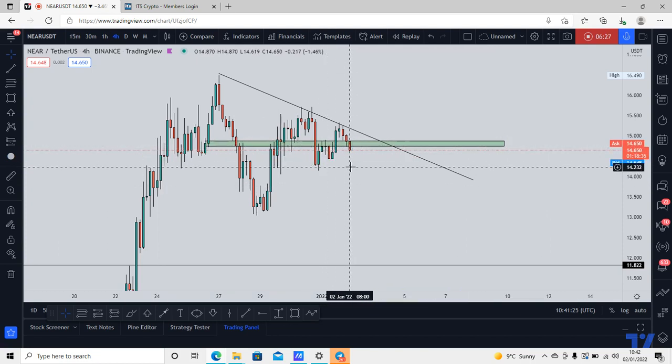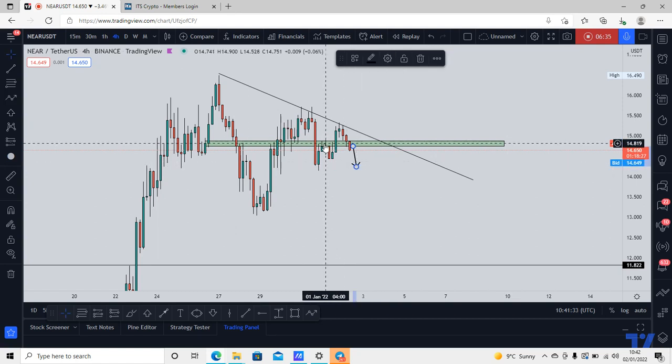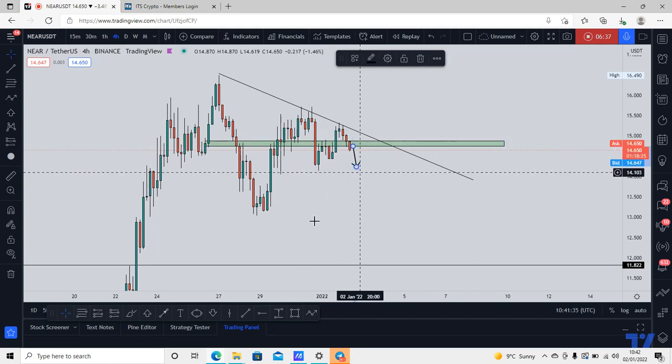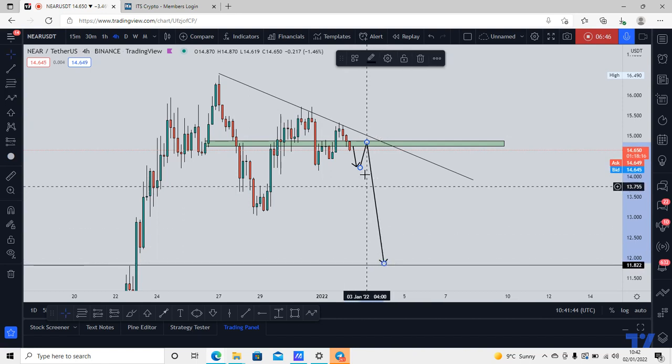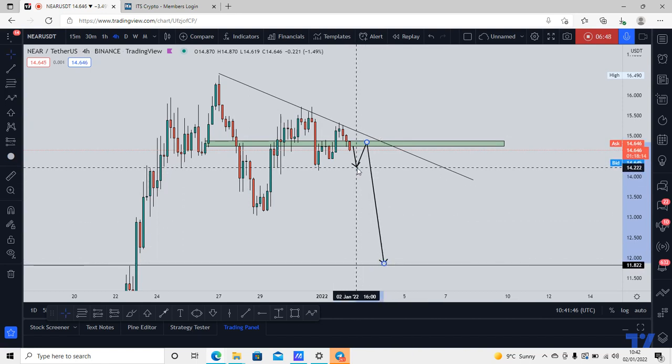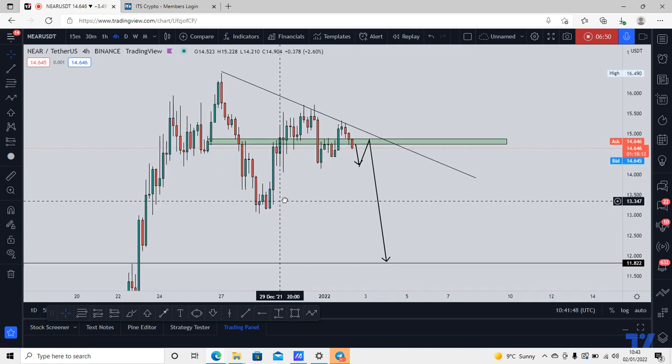So if we break below it, which I do expect, this 4-hour candle has 1 hour and 20 minutes left. If we break below this area of previous resistance, previous support, sorry, then it will be new resistance at this zone, and the market will likely go and retest this zone before we see the continuation to the downside, and the market potentially go and complete the W formation at the neckline.